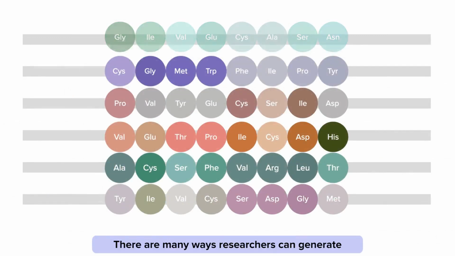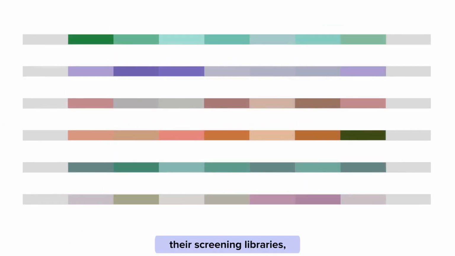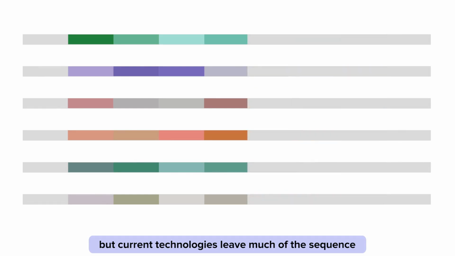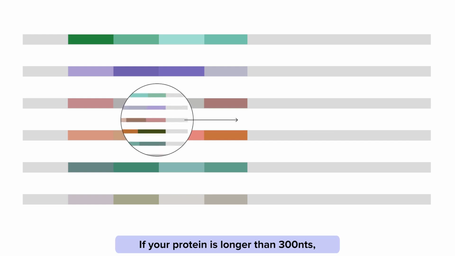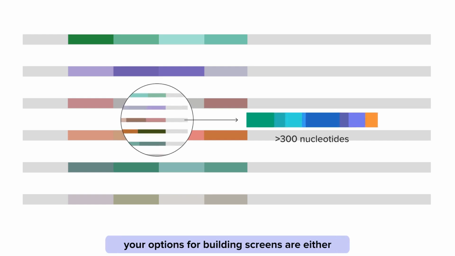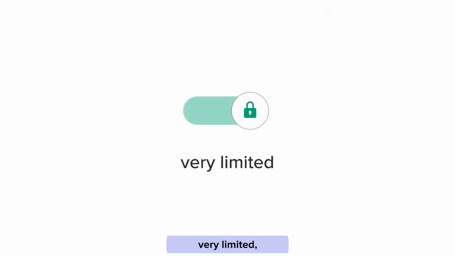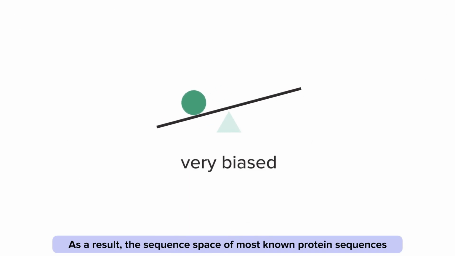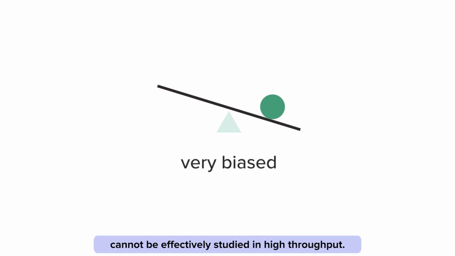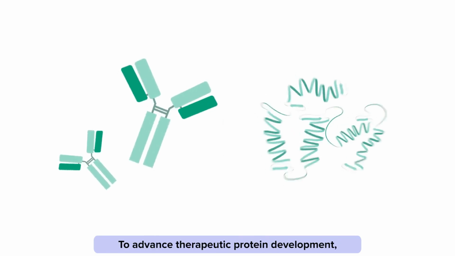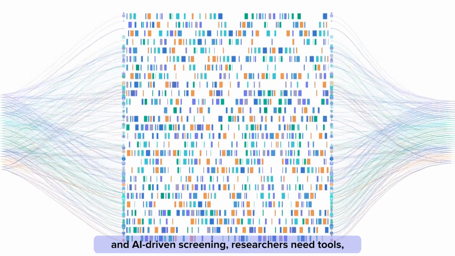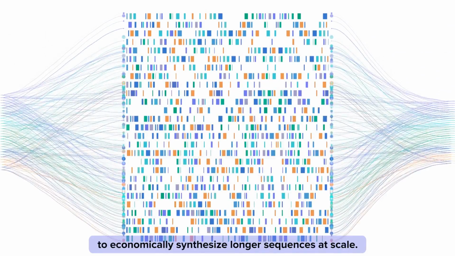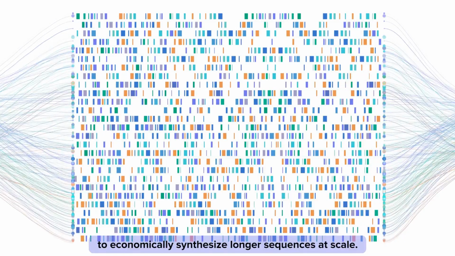There are many ways that researchers can generate their screening libraries, but current technologies leave much of the sequence space out of reach and underexplored. If your protein is longer than 300 nucleotides, your options for building screens are either very expensive, very limited, or very biased. As a result, the sequence space of most known protein sequences cannot be effectively studied in high throughput. To advance therapeutic protein development and AI-driven screening, researchers need tools to economically synthesize longer sequences at scale.